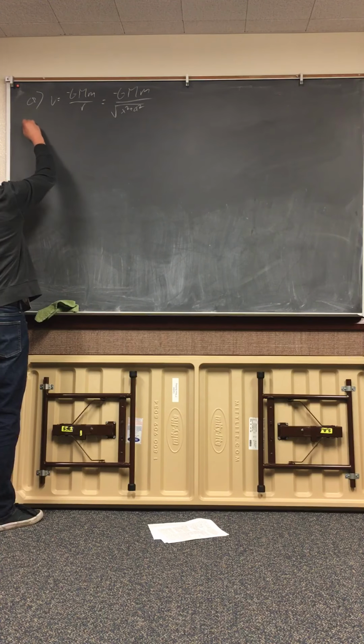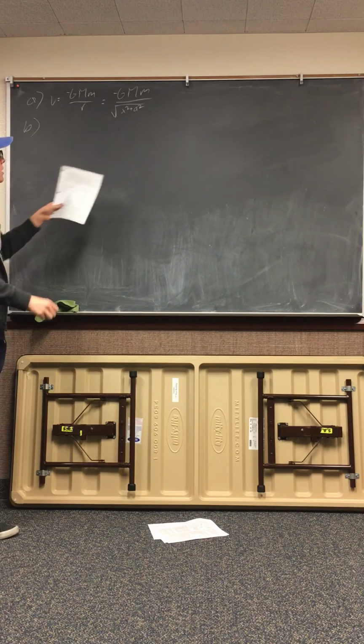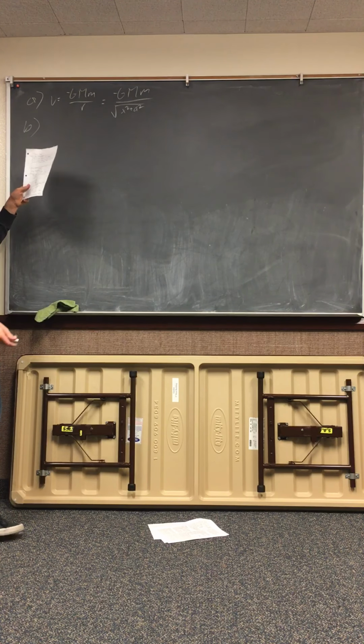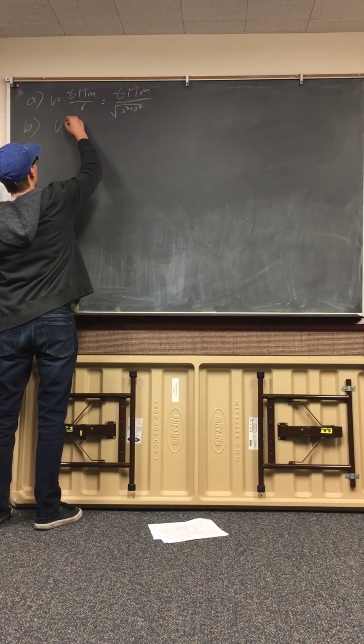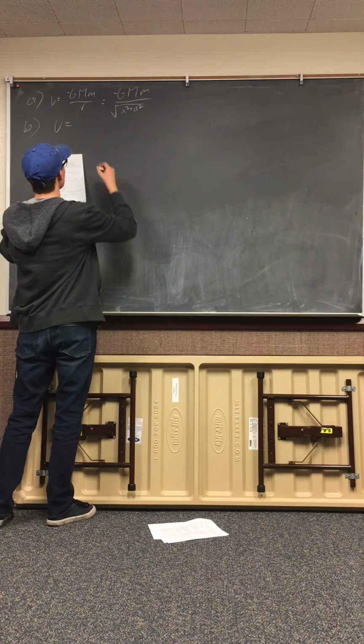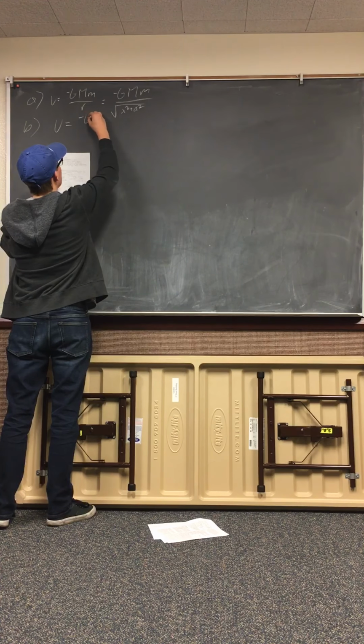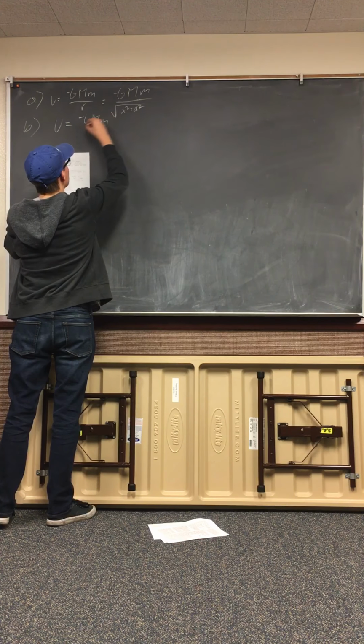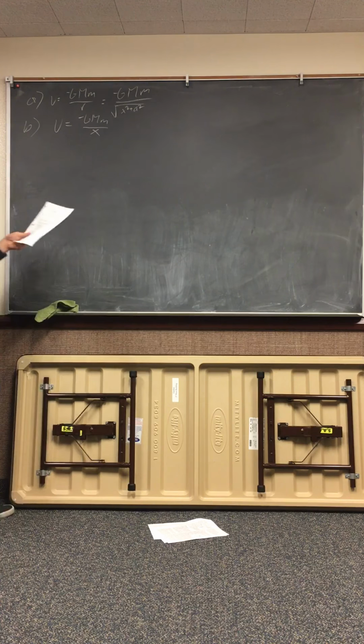For part B, if x is much larger than a, then a is basically 0. So then U becomes negative G M m divided by x, because the square root of x squared is going to become x.